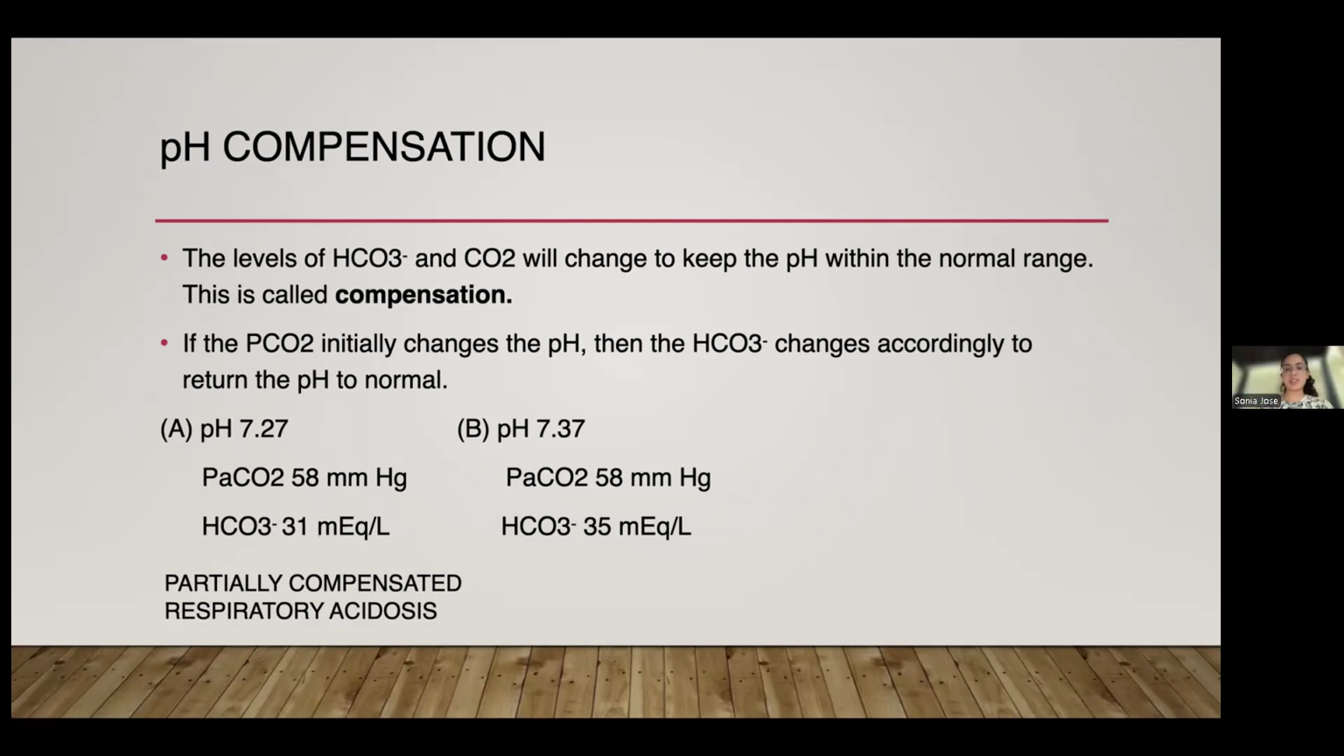Is there any doubt? No. Okay. In question B, we can see the PaCO2 is the same, 58, but the HCO3 has increased more, and the pH is in the normal limit, 7.35 to 7.45, at 7.37. So it is a compensated, or chronic, respiratory acidosis.